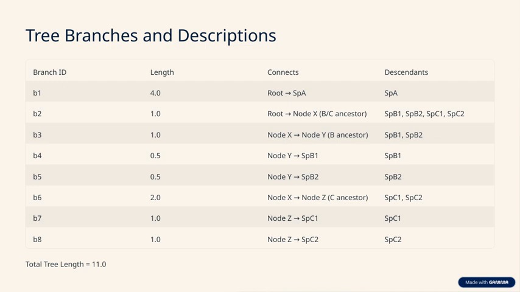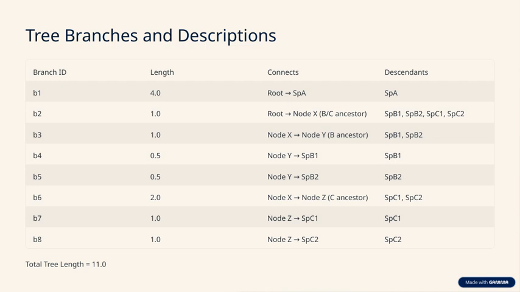This indicates that SBA is quite close to the root, making it a primary branch. Moving on to branch B2, with a length of 1, it connects the root to node X, which is an ancestor of several other branches. From node X, we see it connects to SBB1, SBB2, SBC1, and SBC2 through subsequent branches, highlighting how this node acts as a central point for these descendants.